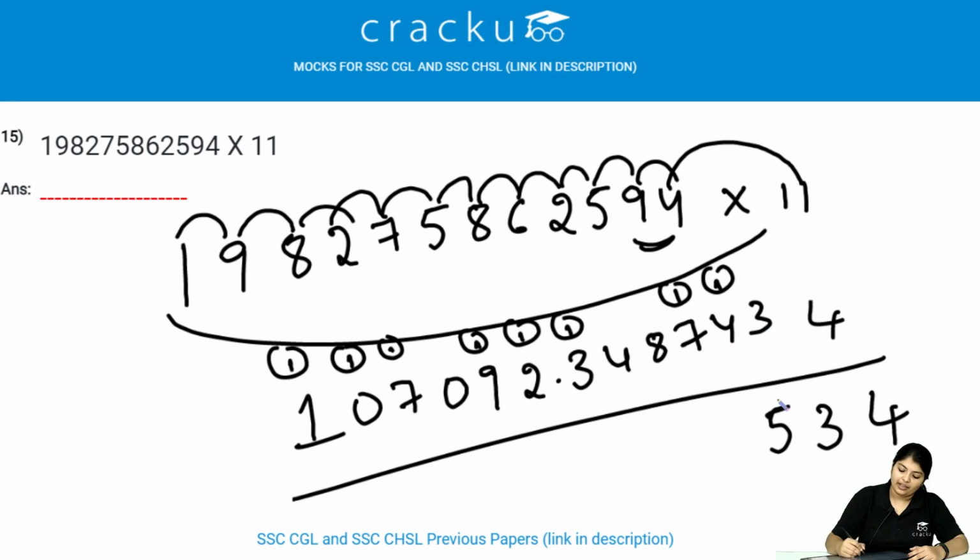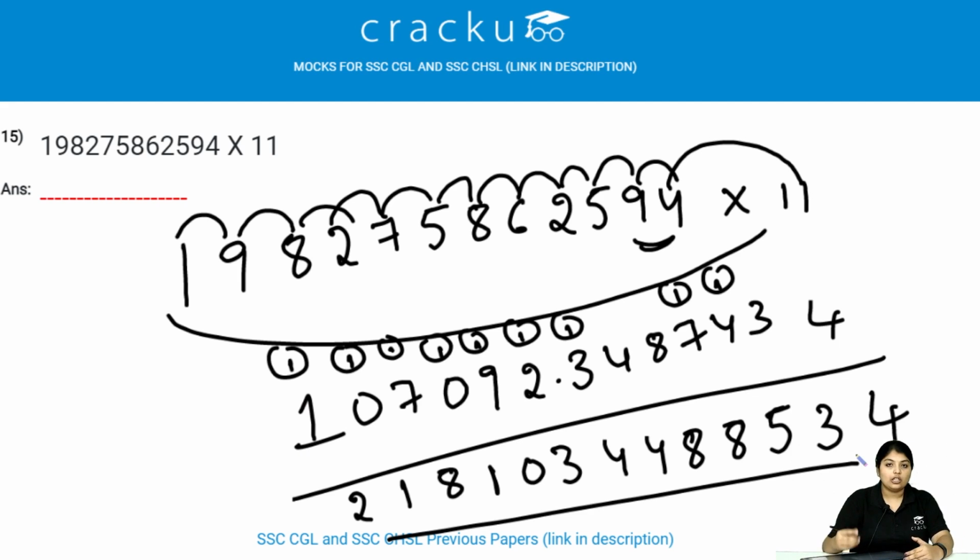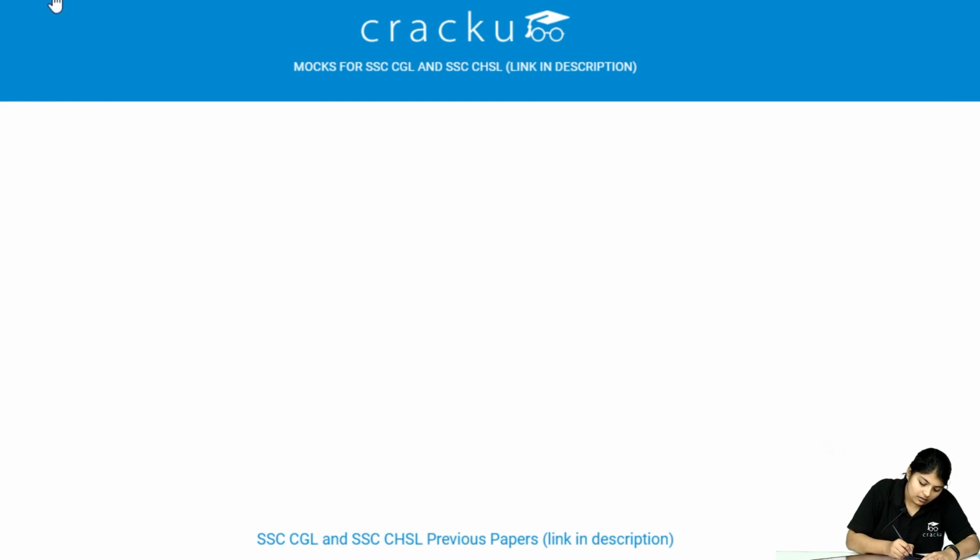4 plus 1 is 5. 7 plus 1 is 8. 8, 4. 3 plus 1 is 4. 2 plus 1 is 3. 9 plus 1 is 10. Do not write 10 here. Again take it as carry. 1, 0, and 1 plus 0 is 1. 7 plus 1 is 8. 1 plus 0 is 1, and 1 plus 1 is 2. Therefore, the answer is 218,103,4488534. Okay, this is very easy.